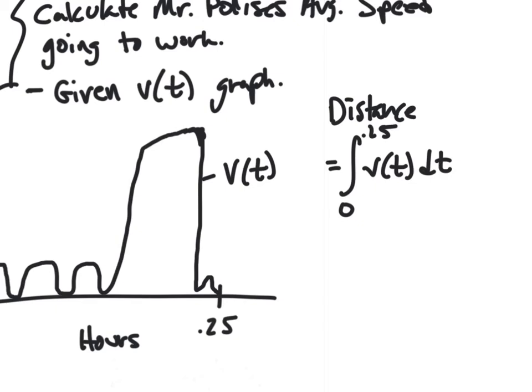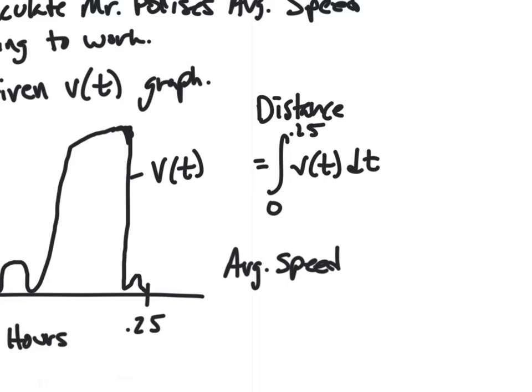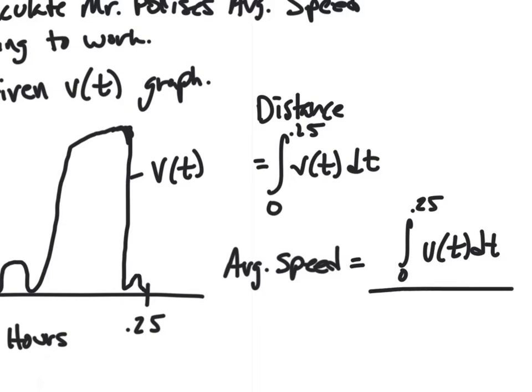And so if I integrate this piece here, this gives me the distance, but then I divide that by time. So if I wanted to find my average speed, then I take my total distance, which is the integral from 0 to 0.25 of my velocity function, v of t dt, and then I'm going to divide that by the total time that it took, which is 0.25 hours, okay?